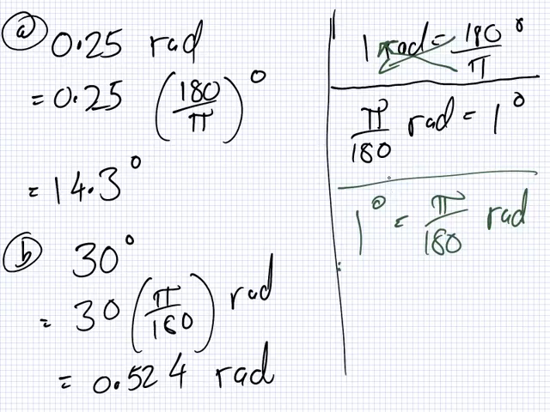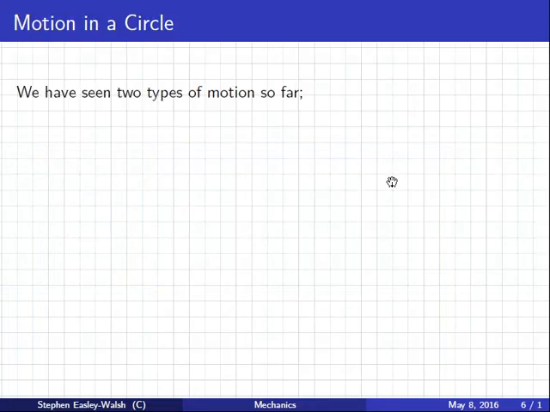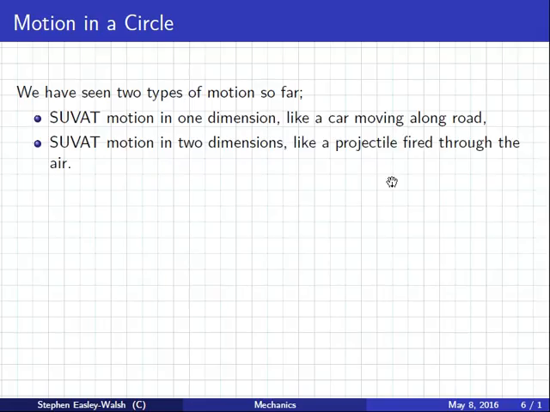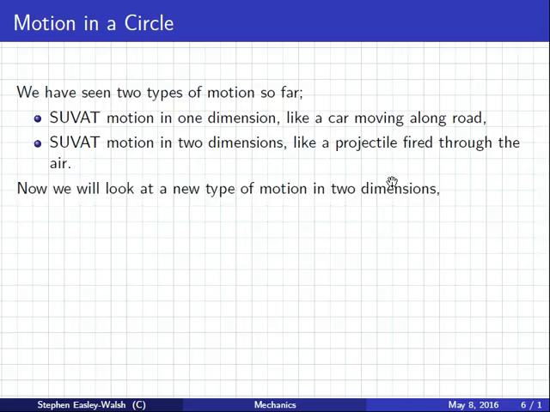Okay, so we have seen 2 types of motion so far in physics. The SUVAT motion in 1 dimension, like a car, and then the SUVAT motion in 2 dimensions, like projectiles. So we have 2 types of motion. Motion like this, and then motion like this. So now we'll look at a new type of motion in 2 dimensions, motion in a circle.